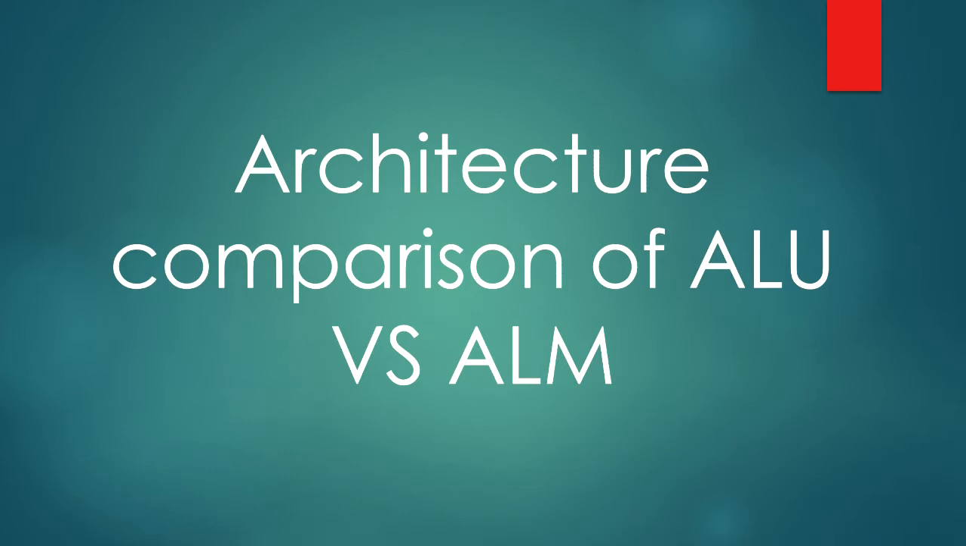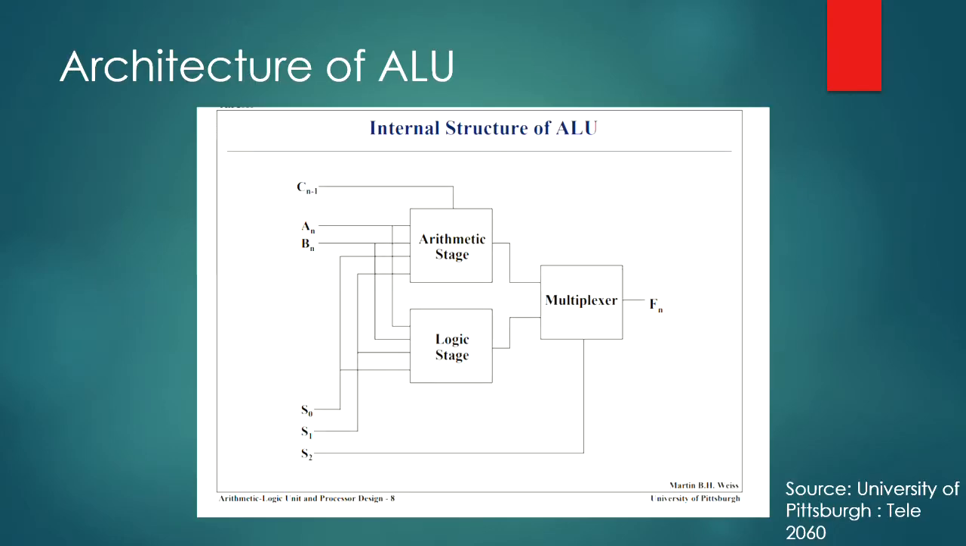So let's get started. Firstly, let's discuss the structure, the architecture of an ALU. On the right-hand side of the screen, I've provided where I picked up this article and where you can get it from. So this is the internal structure of an ALU. You have your Cn-1, A and B, depending upon how many inputs you have, and then you have your select lines S0, S1, S2. They can be more, they can be less, depending on how complicated or how simple your ALU is.